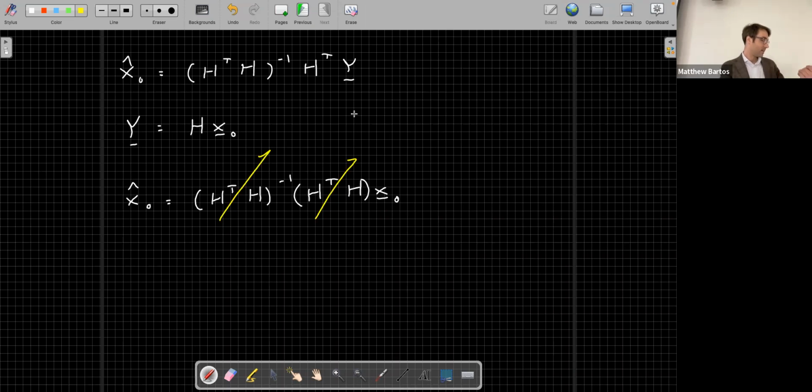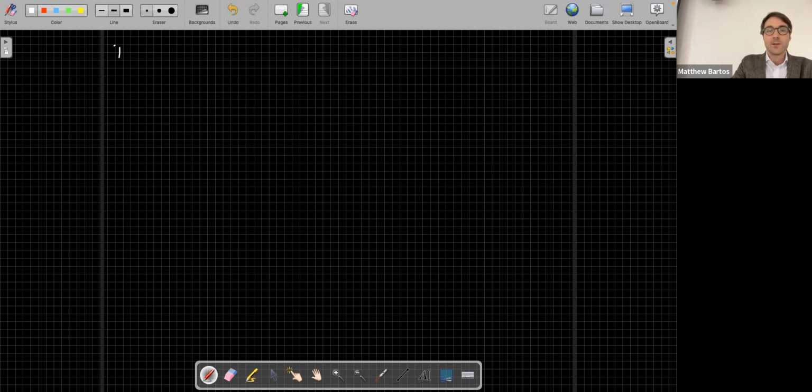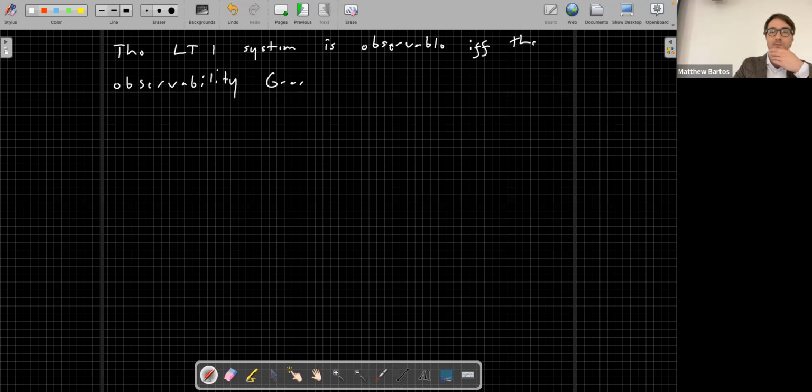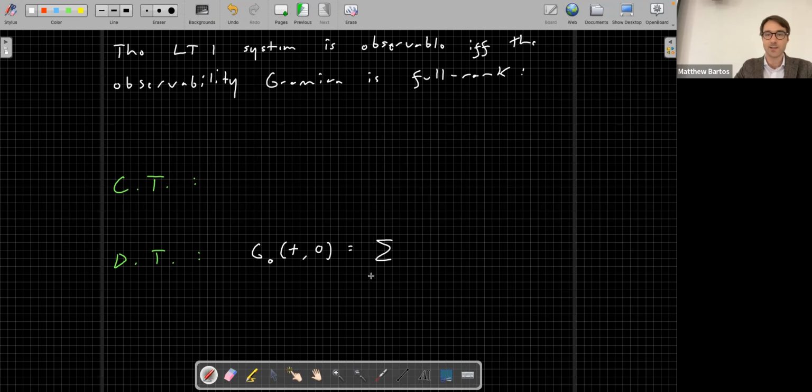Okay, so let me give you the formal expression again. We'll do it for both continuous and discrete time. The LTI system is observable if and only if the observability Gramian is full rank, where the observability Gramian for continuous time and discrete time are expressed as follows. I'll do discrete time first because we just did it. We have that G_O from time 0 to k is equal to the sum from i equals 0 to k minus 1 of (A transpose) to the ith power times C transpose C times A to the ith power.